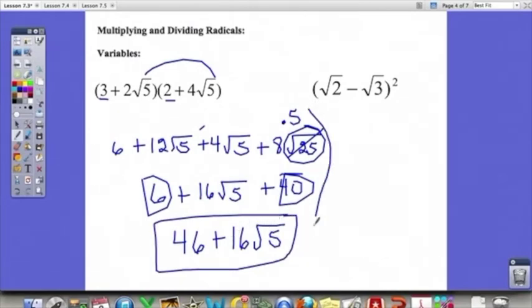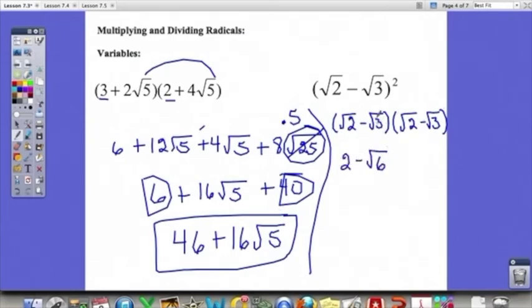Okay, now I'm going to do the same thing over here, but I'm going to go ahead and rewrite this out. It's squared, so I'm going to write it out. So I've got first, outside, inside, last. So 2 times 3, now this is 3 right here because it's square root of 3 times square root of 3, which is square root of 9. So 2 plus 3 is 5 minus 2 root 6.